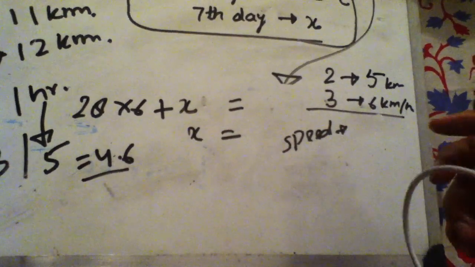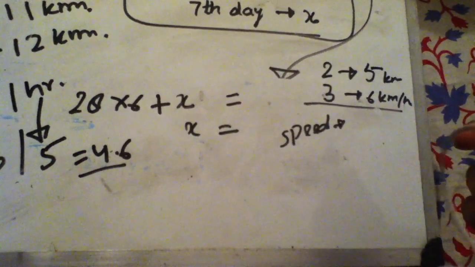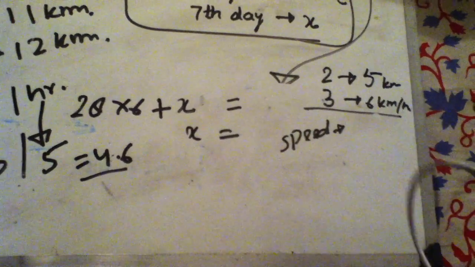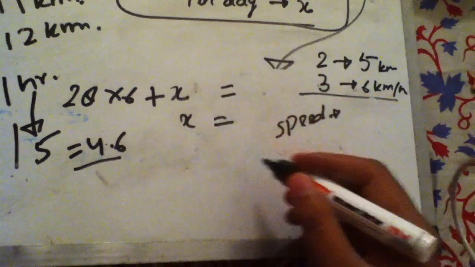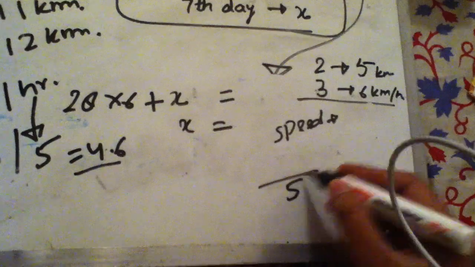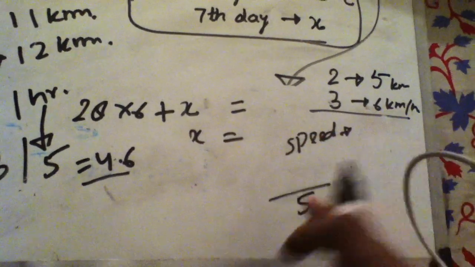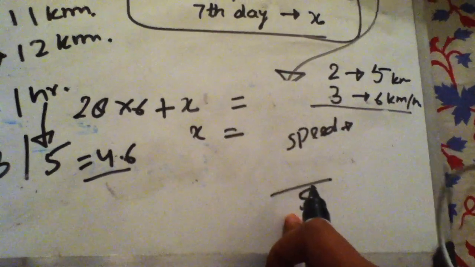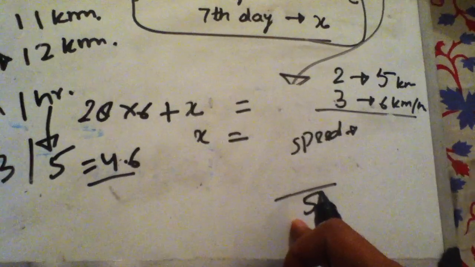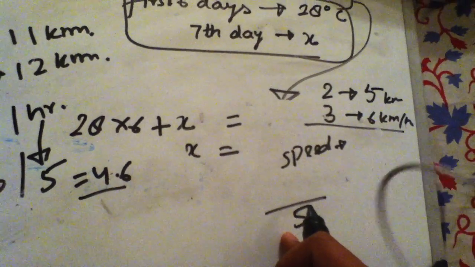So again you have to calculate the total distance traveled, and you have to calculate how many hours you journeyed. The number of hours here again is 5. So this is the total number of items. Now what is the total value? How much did you travel in those 5 hours?